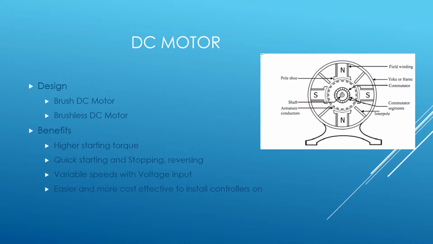The benefits of using a DC motor are that DC motors have a higher starting torque. They also have a quick starting and stopping speed. They also have reverse options. Variable speeds vary with output voltage input. They are also easier and more cost-effective to install controllers on.